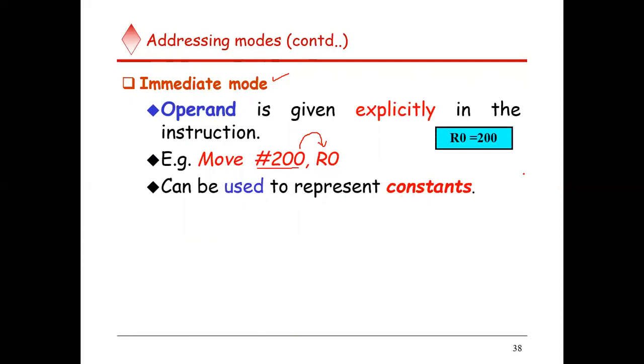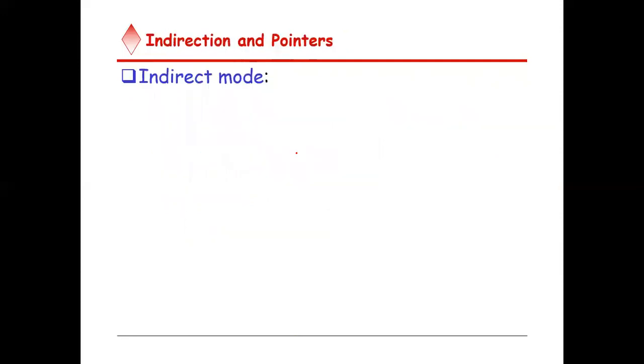So what will happen here? The R0 register will keep the value that was specified in the instruction, that is 200. Next is indirect addressing mode. So till now we have discussed three addressing modes: register addressing mode, direct addressing mode or absolute addressing mode, and immediate addressing mode. This is indirect addressing mode.